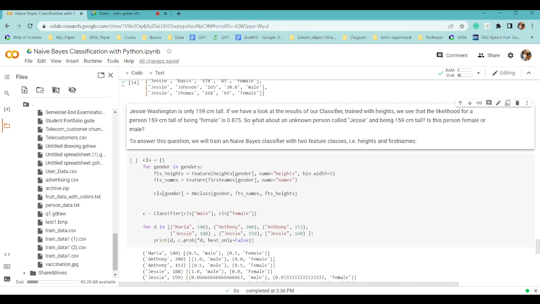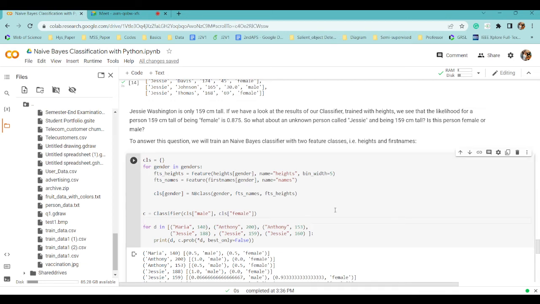So what about an unknown person called Jessie who is 159 centimeters tall? Is this person female or male? This is what our question is. We have a name which we don't know is female or male, and the height is 159 centimeters. To answer this question, we train the naive Bayes classifier with two features. Now we are taking two features, height and first name, both. Initially we took just height, then first name. Now we are taking both of them. We are again fitting heights and names.